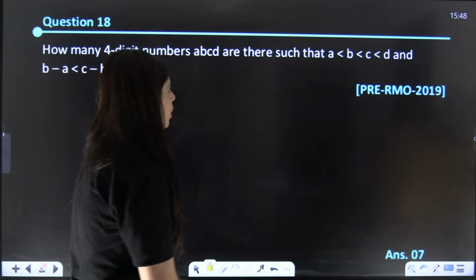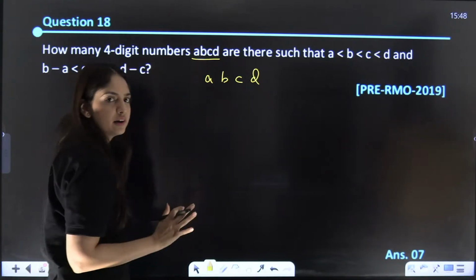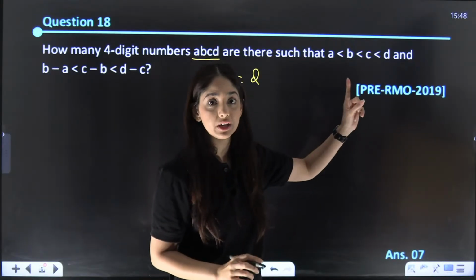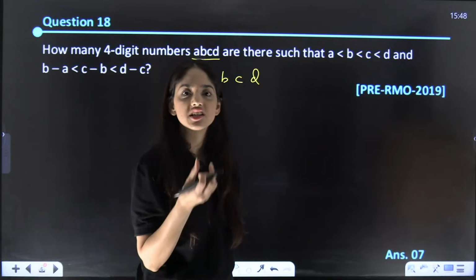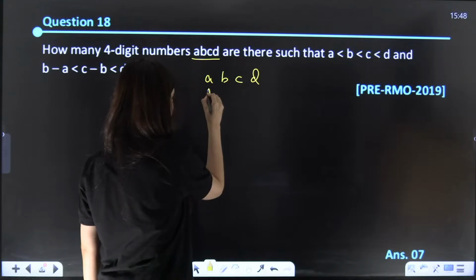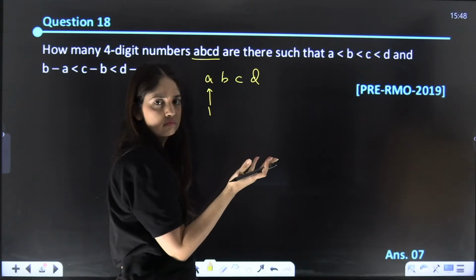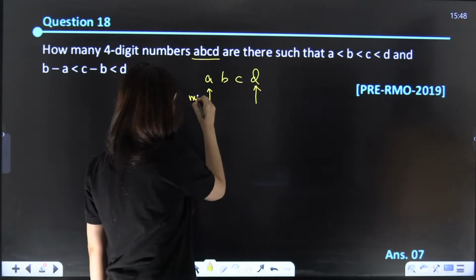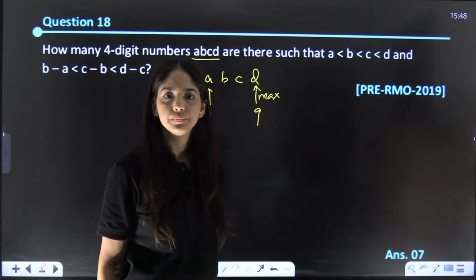See, first of all, we have a number A, B, C, D. These are our 4 digits. Now, they are in increasing order, strictly increasing, no repetition allowed, right? And what can be the smallest number? The smallest digit is 0, but because it's a 4-digit number, A cannot be 0. So, A can start from 1 and it can go till 6, right? And the minimum value of A is 1, maximum value of D is 9, right?